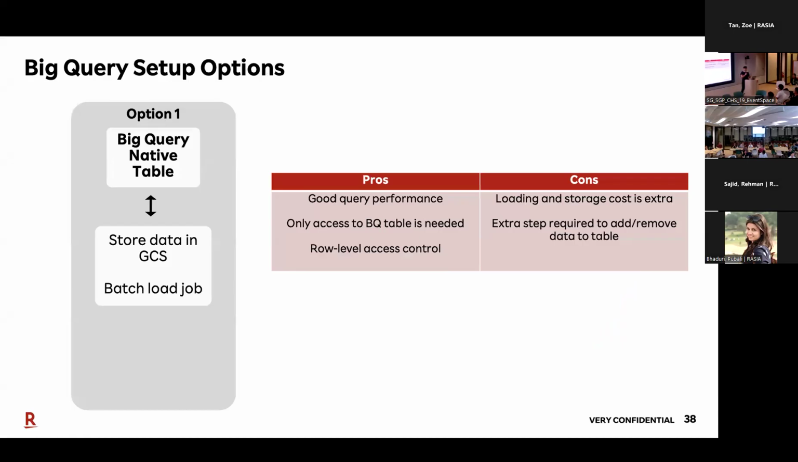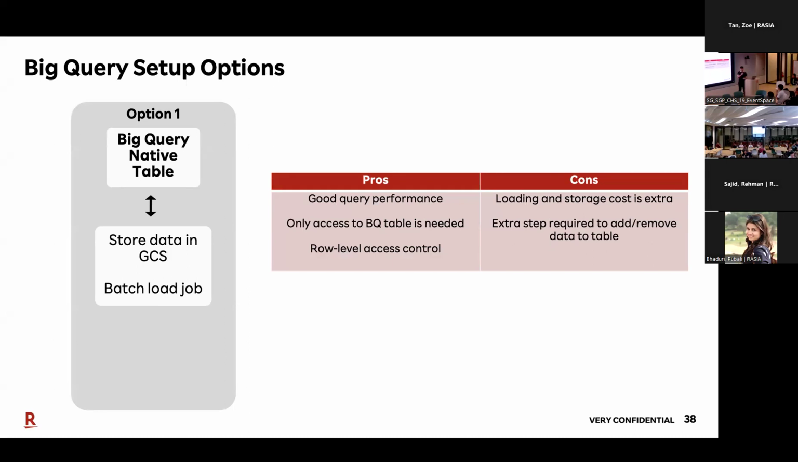So a couple of options. Actually, there are lots of options that were discussed in setting up of these BigQuery tables. The first choice here is the BigQuery native table. The native table actually requires us not just to have the underlying GCS data, but also have a batch load job running. The load job will load the data from the GCS to the native tables. So this is the first option.